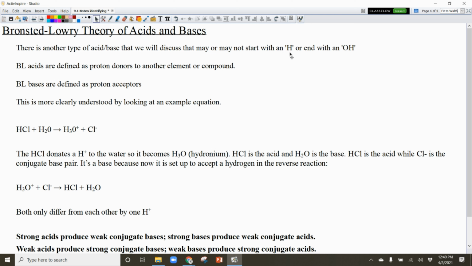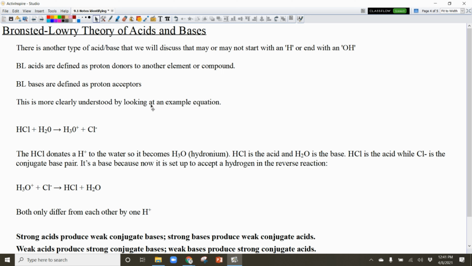Instead of starting with an H or contributing hydrogen to the solution, or ending in OH and contributing hydroxide, a Bronsted Lowry acid is defined as a proton donor. So it's any compound that can give up a proton or hydrogen ion to another element. So just think about it as being one less hydrogen because it had to donate to something else. Okay, and a Bronsted Lowry base is defined as a proton acceptor. So those are compounds or elements that accept that proton, and that hydrogen becomes part of its new formula.